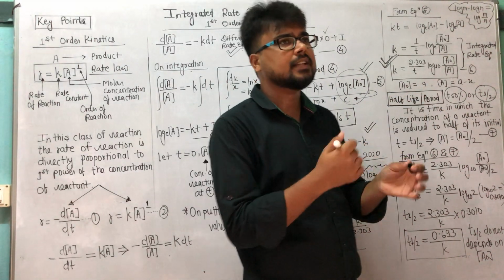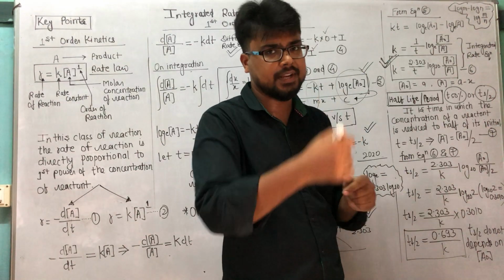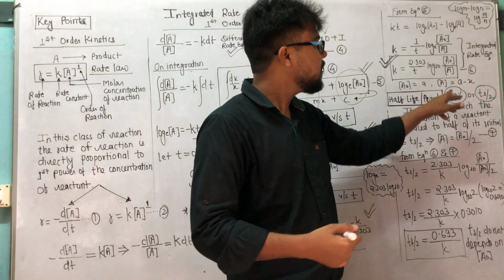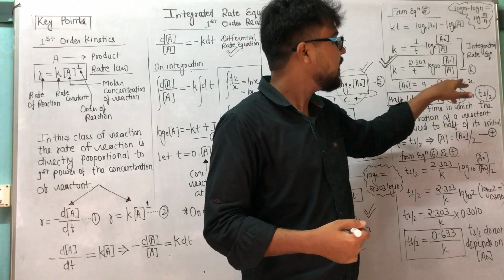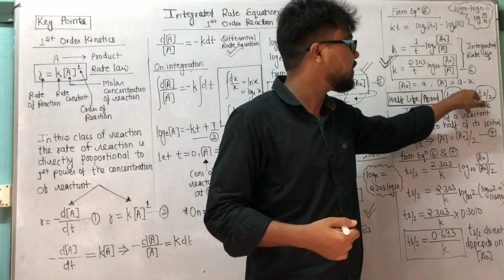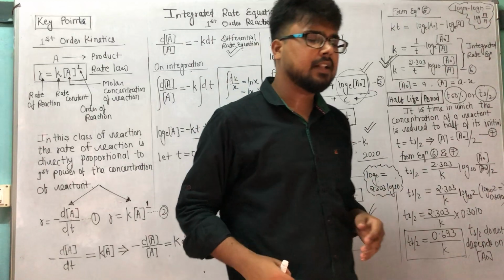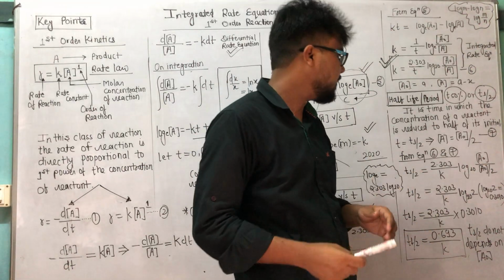Suppose examiner is saying that the reaction is 20% complete or 20% consumed. So here a naught is 100% and a is 100 minus 20, answer will be 80. Something in this manner we can solve our numerical problem.